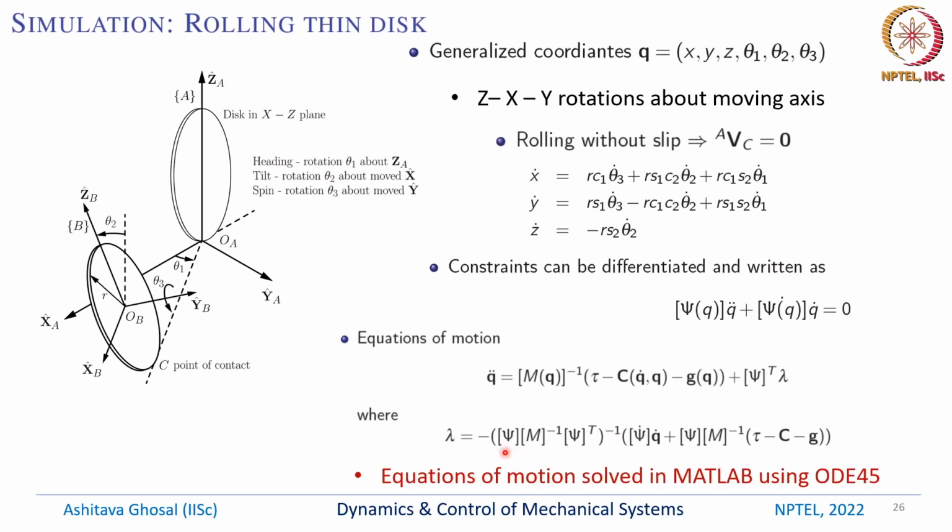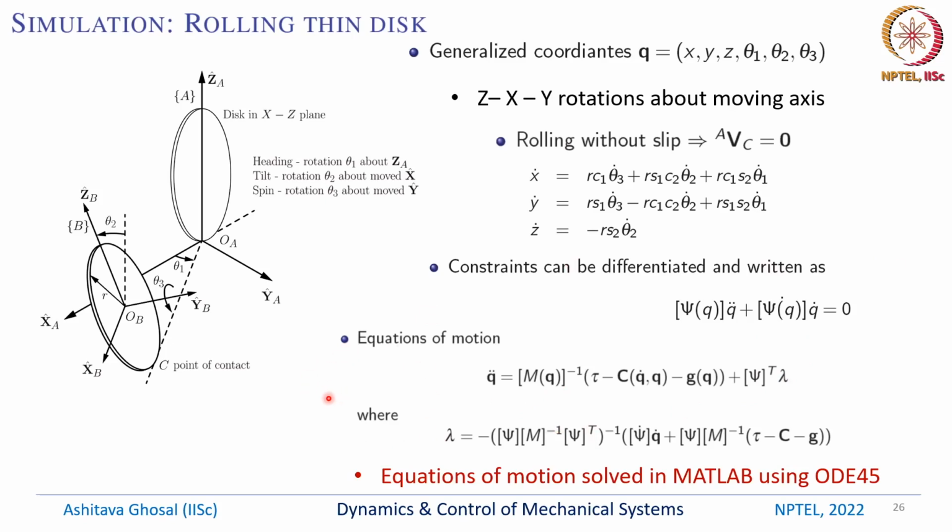And then we can obtain the equations of motion, and they can be solved in MATLAB using ODE45. So we will substitute lambda back into this equation. So we have second order equations. How many second order equations do we have? There are 6 second order equations because q is x, y, z, theta 1, theta 2, theta 3. So q double dot will be 6 of them. Okay, and then when you convert it into first order form, we will have 12 first order equations.